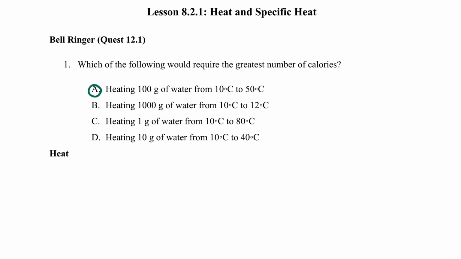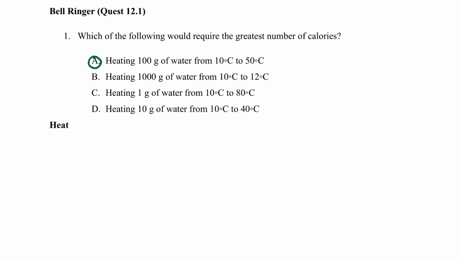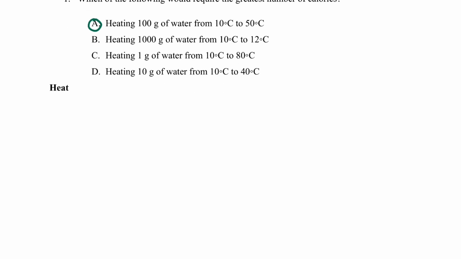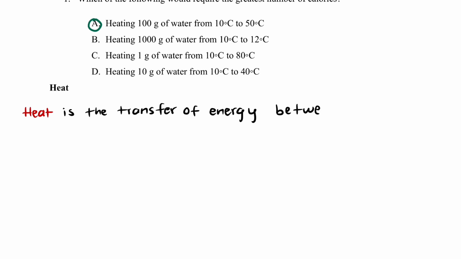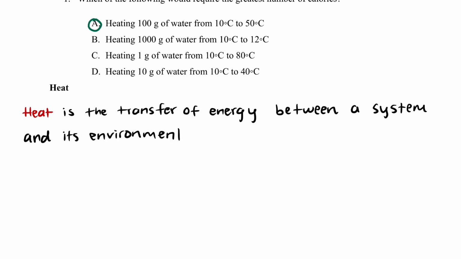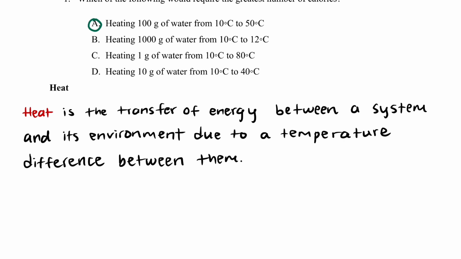Heating 100 grams of water from 10 degrees Celsius to 50 degrees Celsius. Obviously, the key here is heating, and because this is a lesson about heat, we should define what it is. Let's begin with a textbook definition. Heat is the transfer of energy between a system and its environment due to a temperature difference between them.